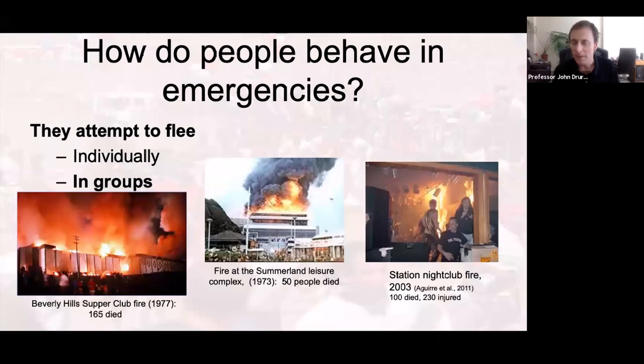Now it's important, it's not just an academic point to say this, because when you make your plans about your emergency response, you need to know that people aren't necessarily trying to leave in single file. They will leave in groups. They will try to stay together. And that might slow them down, particularly when within that group you've got somebody who's a bit slower than the rest of the group, like an elderly person or a person with a disability, that kind of thing.